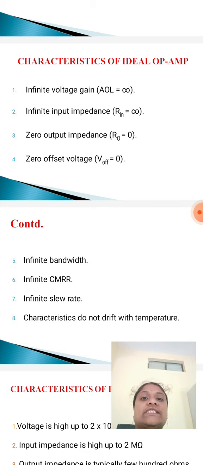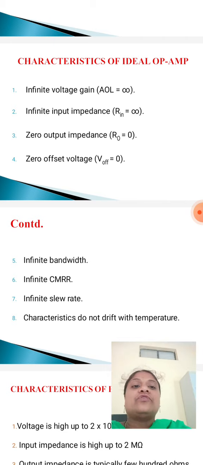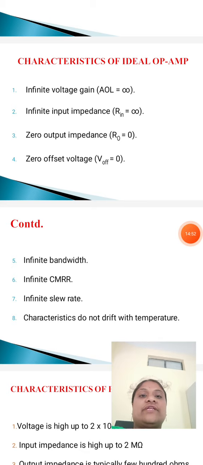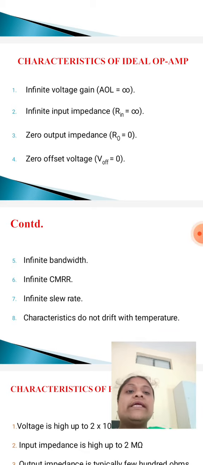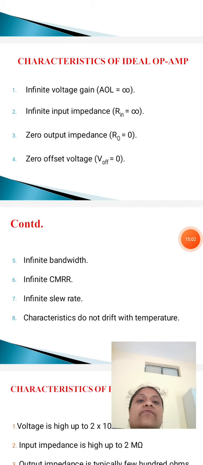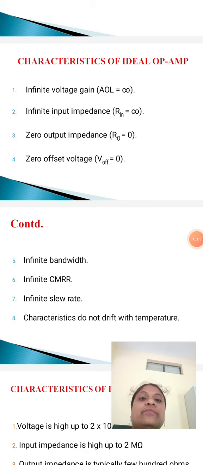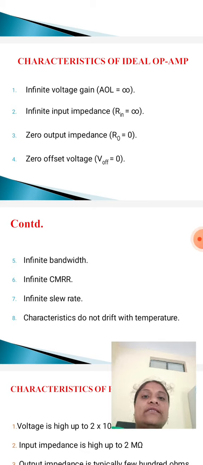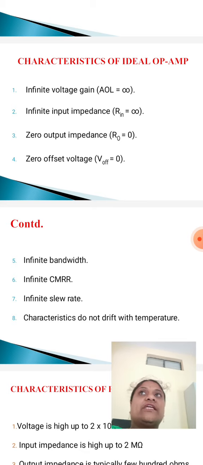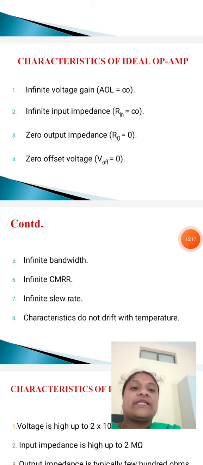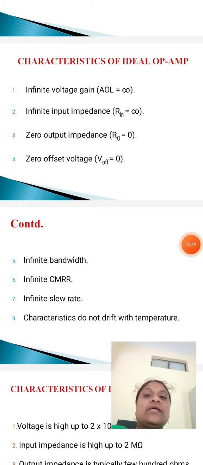Open loop voltage gain is denoted by AOL, and AOL is equal to infinity. The infinite voltage gain. The next characteristic of an ideal op-amp is that input impedance is infinite. The input impedance is denoted by R in, so R in is equal to infinity.